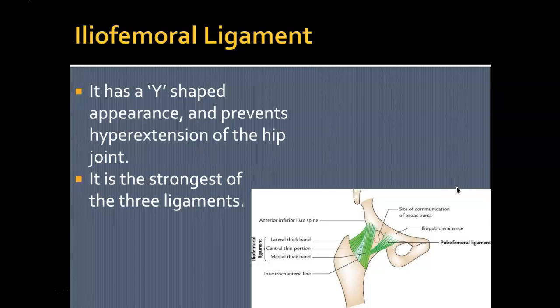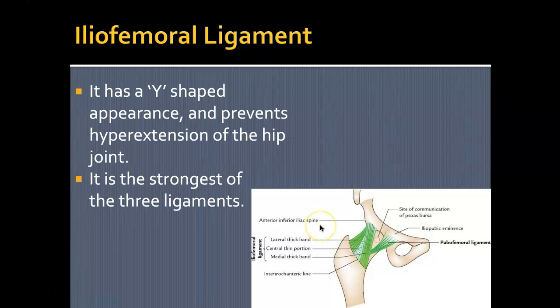Okay, so the iliofemoral ligament, you guys do need to know this. It is called the ligament of Y, and it's because it has a Y-shaped appearance, which we can certainly see in this image as we're looking at it. So here are the different bundles of the iliofemoral ligament, but it pretty much is known as the Y ligament.